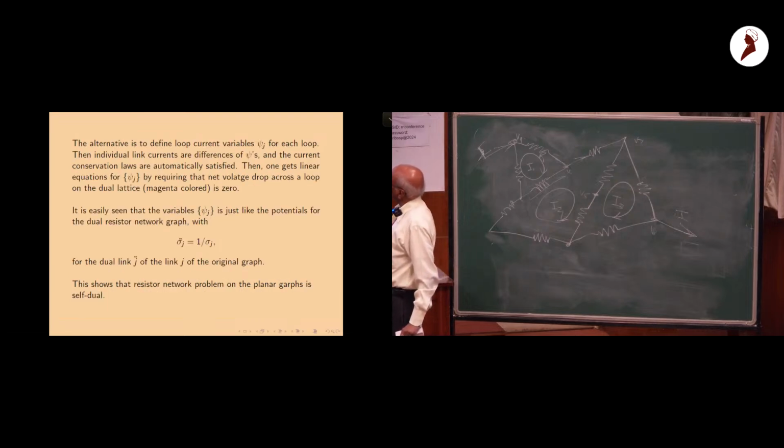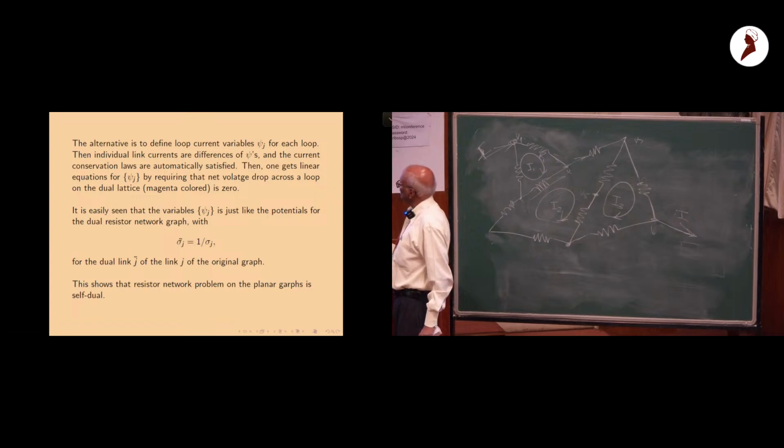Okay, alternatively define a current loop variable psi j, and then the individual link currents are differences of these, and the current conservation law is automatically satisfied. But then one gets linear equations for psi I by requiring that the net voltage drop across a loop on the lattice is 0.